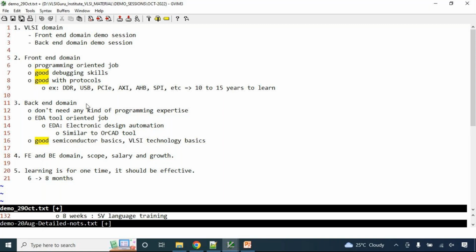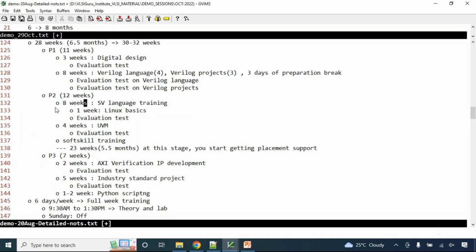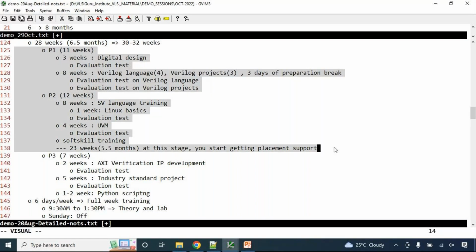What we made sure is that your job support should not get stopped. We try to finish off whatever are the essential topics. There you can start applying for jobs. Then once you are good with all these things, you can go for phase 3.